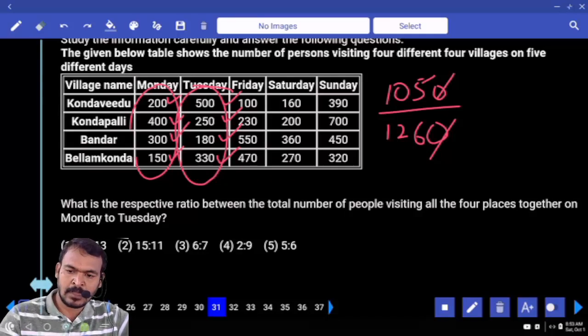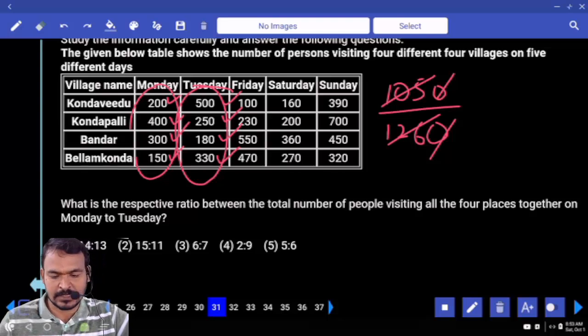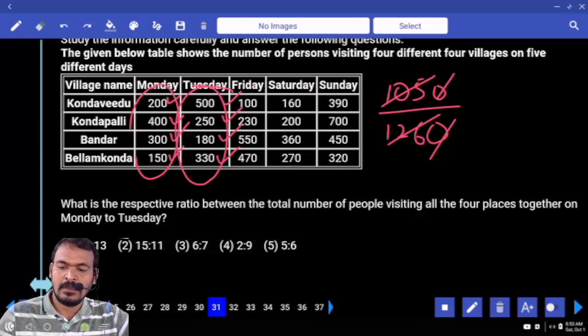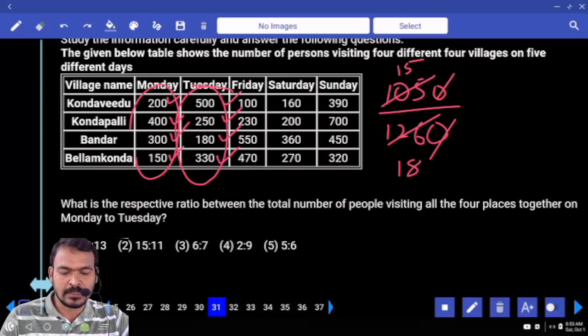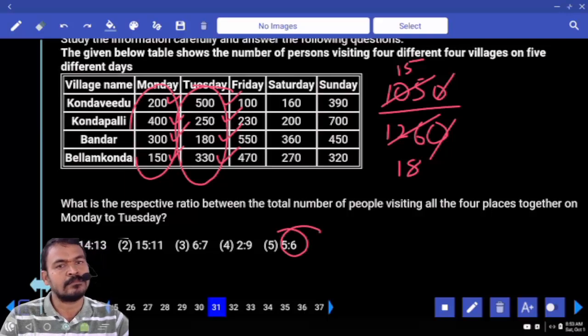0 cancels, so 105 and 126. 7 how many times? 15. 7 how many times? 18. So 15 by 18 means the ratio is 5:6.